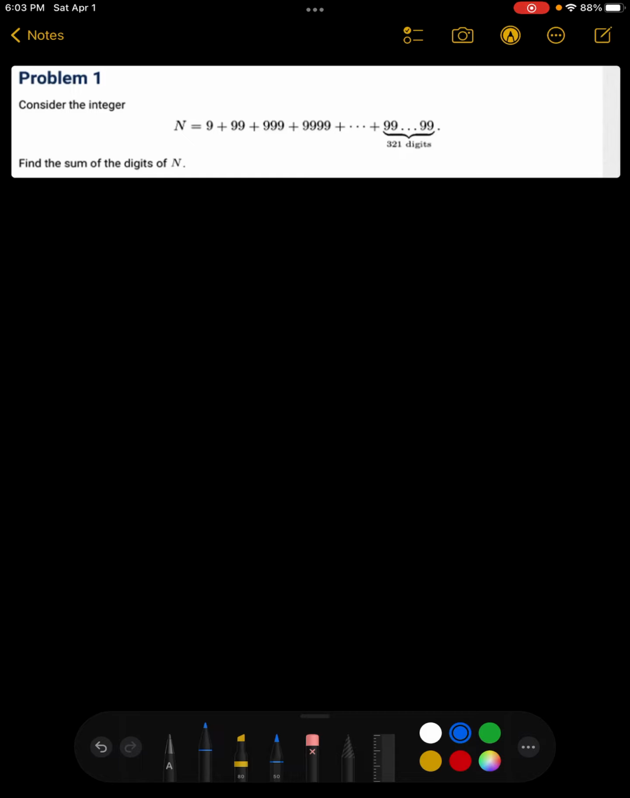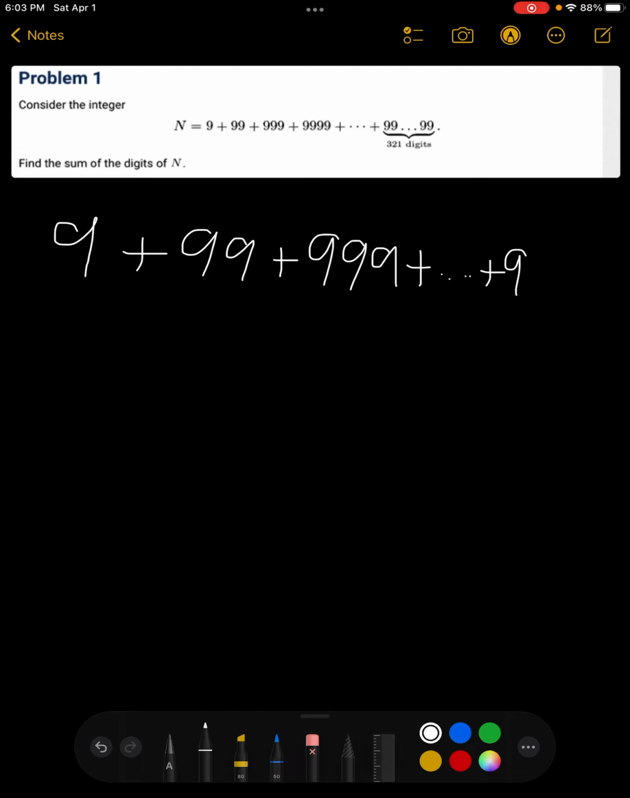So how do we get started? Well, let's just write it down. First of all, writing it down is helpful. And then all the way up to where we have 321 digits here.